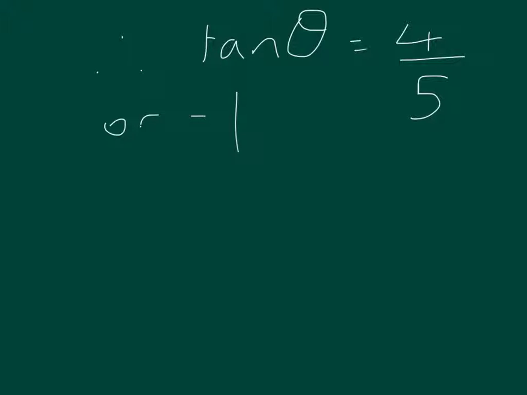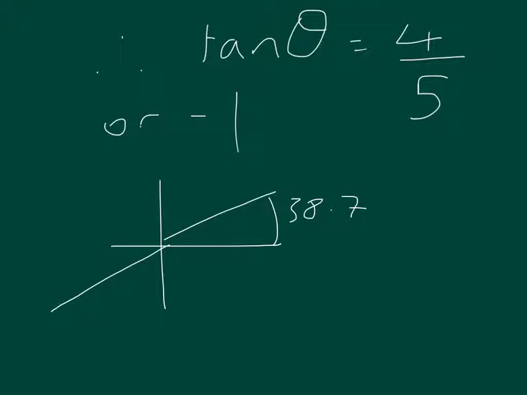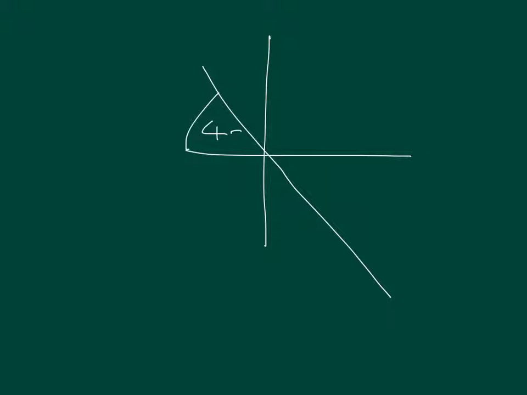Using our cast diagram again, for tan equals 4 over 5, you get 38.7 for theta. So it would be in the tan quadrant and the cos quadrant. And for tan equals minus 1, you get 45 for theta. So it will be in the sine quadrant and the cos quadrant.